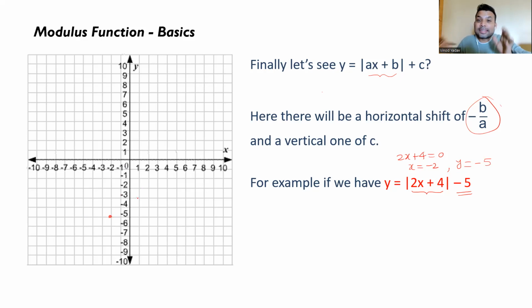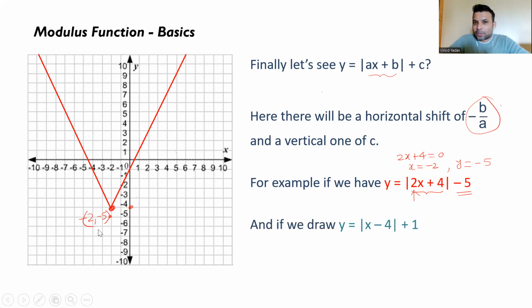vertex. Steeper V, I hope you have understood, because of the coefficient of x. This is at minus 5 point. So this will be the vertex: minus 2 comma minus 5. All right. This one similarly, you tell me. Correct, 4 comma 1, isn't it? So when x is 4, y will be 1. So 4 comma 1 will be the new vertex. And a normal V, inclined at 45-degree V.